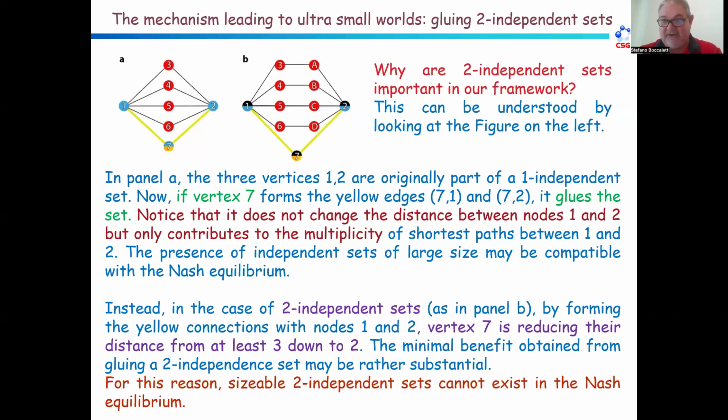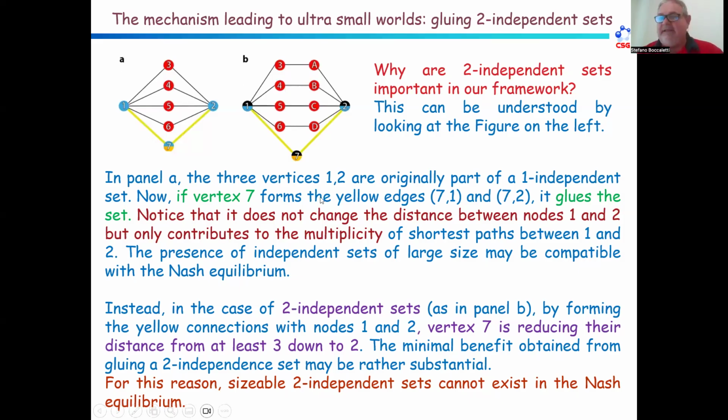So what node 7 gains has to be split with all the already existing shortest paths. You understand? So the quantity of the betweenness centrality that is obtained by node 7 in doing this is very little. And since it's very little, it means that given a cost C, there will be a size at which this indeed will be prohibited. So this means, if you want, that large 1-independent sets are compatible with the Nash equilibrium. The Nash equilibrium can contain a large 1-independent set. And one of the theorems is indeed how large the maximum size of the 1-independent set can be in the Nash equilibrium.